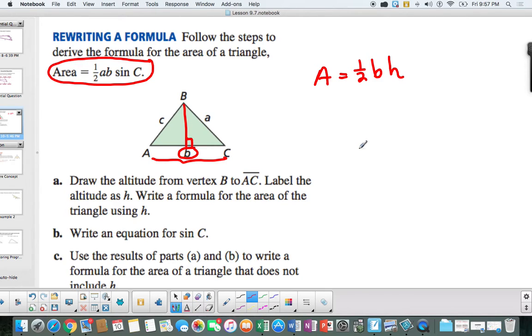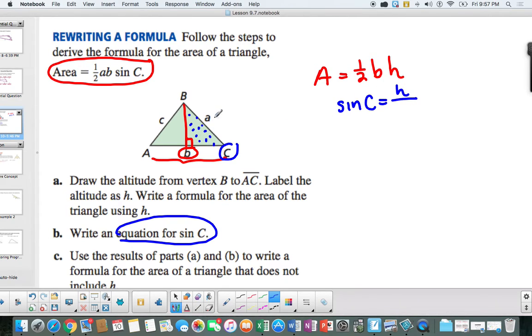And now we'd like to write an equation for the sine of C. So here is C, and remember when we talk about sine, we talk about a right triangle. So we're talking about this triangle right here. And we know that the sine of C is equal to the opposite, which is h, over the hypotenuse, which is a. And we can cross multiply, and h will be equal to a sine of C.